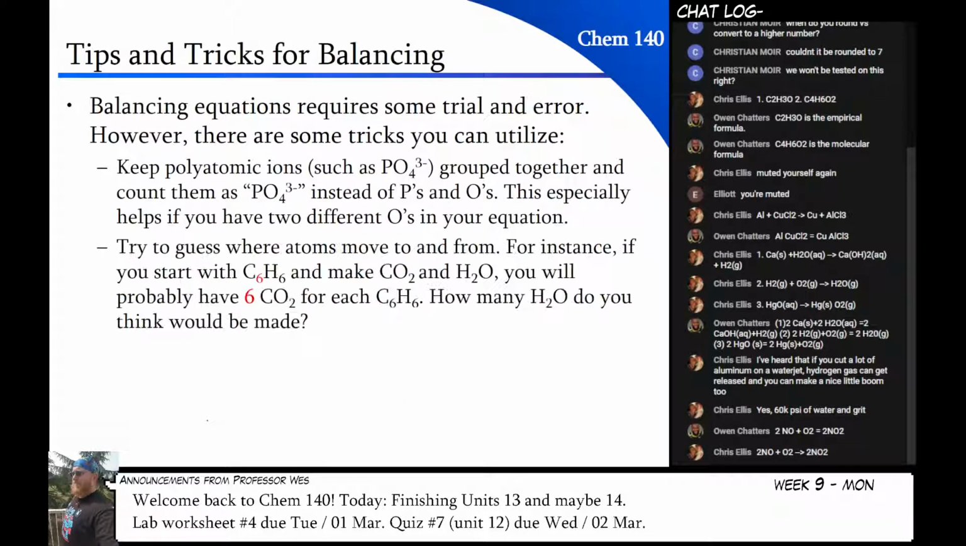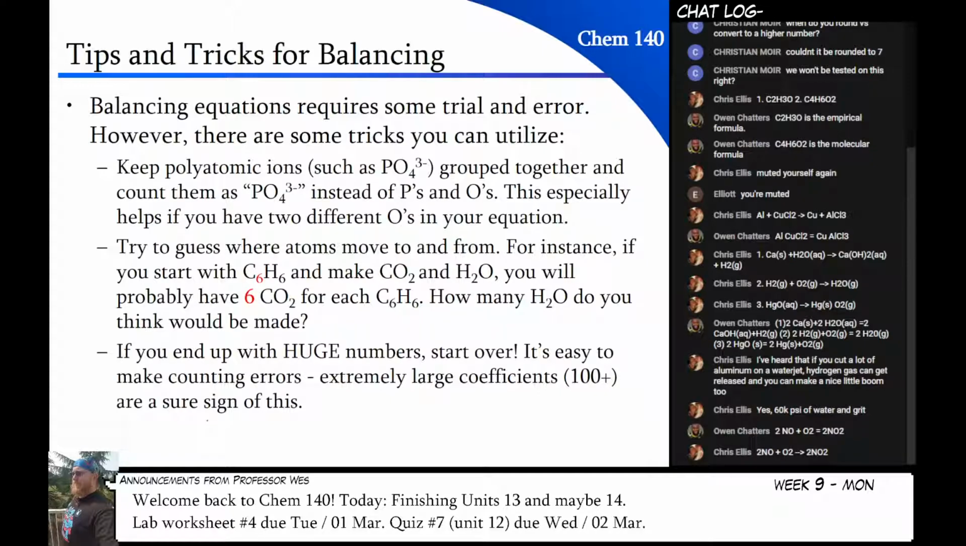I do have some other little tricks that you can apply. If you are working with polyatomic ions, so here's a polyatomic ion, write this instead of just P's and O's in your inventory. If you have multiple sources of one of those elements, this can save you a lot of time. And then the second step I've already told you is try and figure out what the fate of your atoms is.